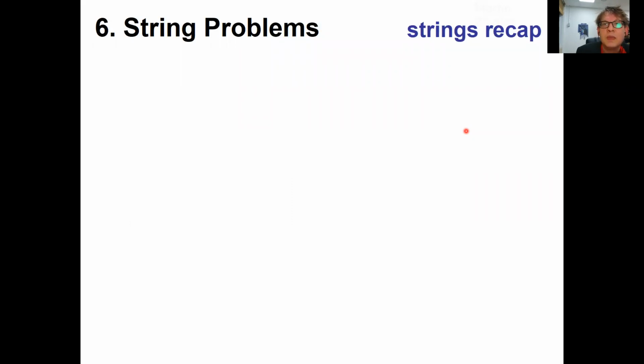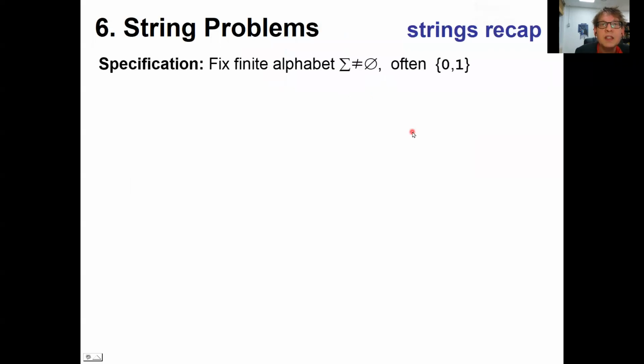Okay, so that being said, here is the terminology for strings. So we fix a finite alphabet. Often it's the alphabet of bits, so 0 or 1. But other alphabets like the Latin alphabet or Hangul alphabet are also popular choices.